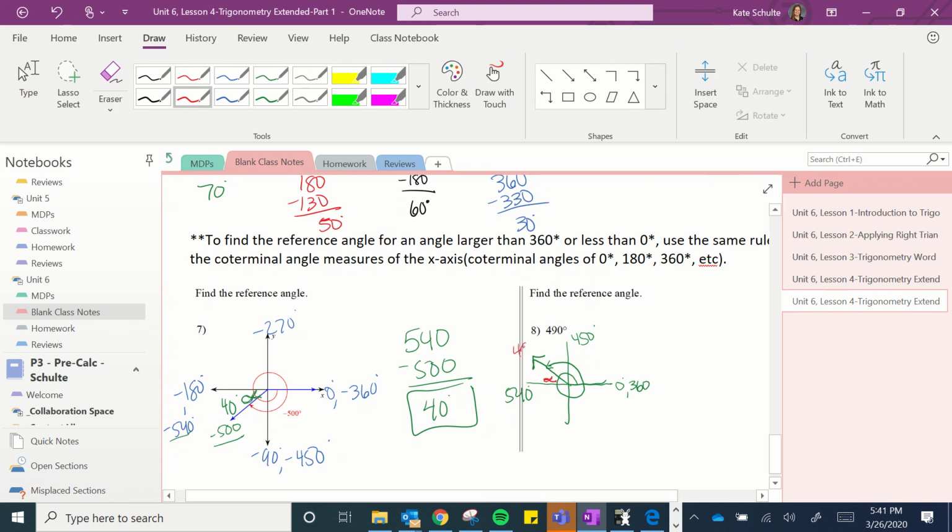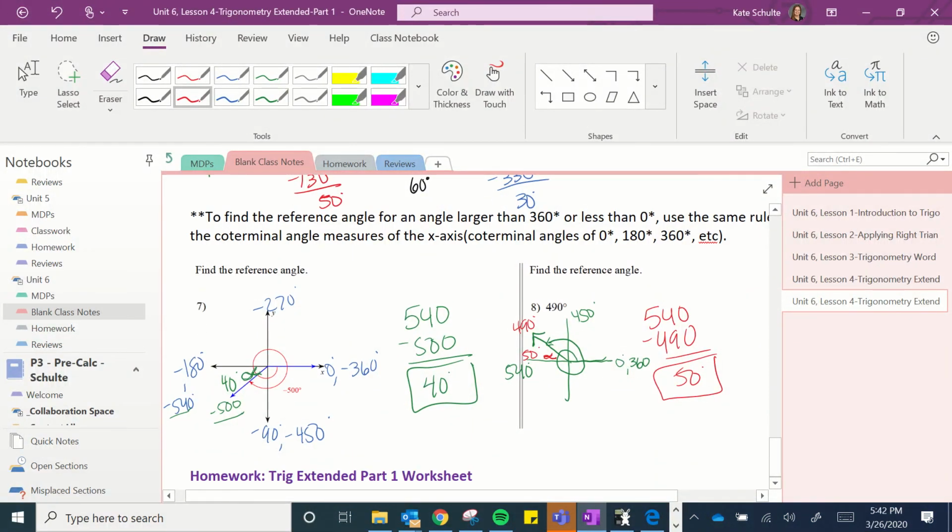All right, so this is 490. And so now I do 540 minus 490. Get 50 degrees. So here my reference angle is 50. All right, this could keep going around, right? You just have to keep adding on 360s or keep subtracting off 360s.